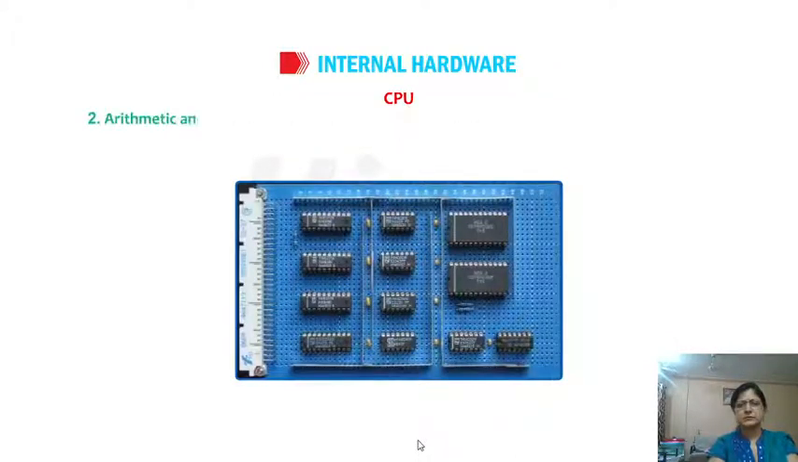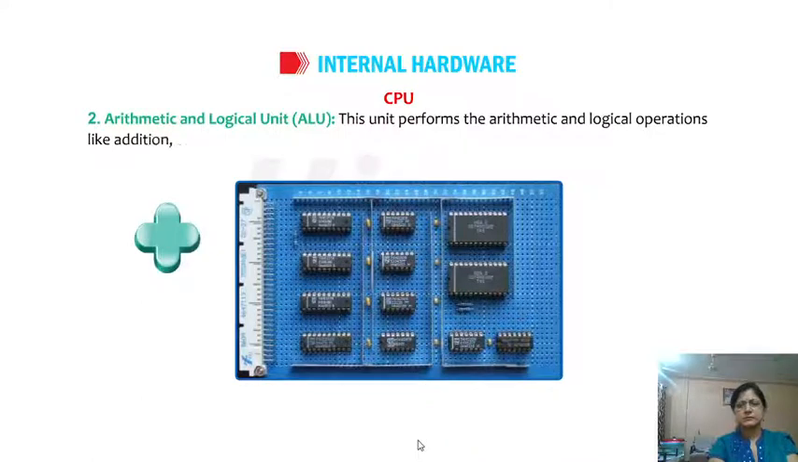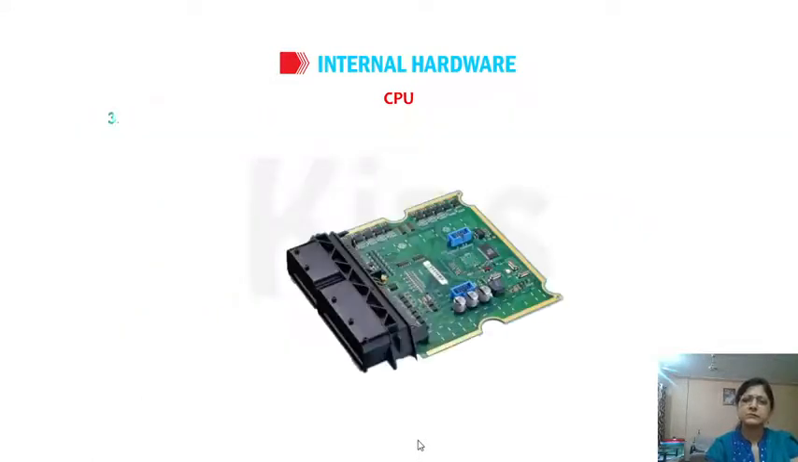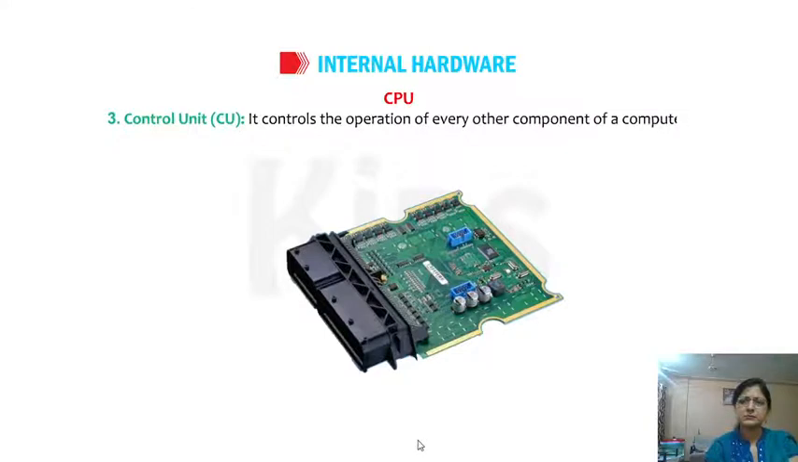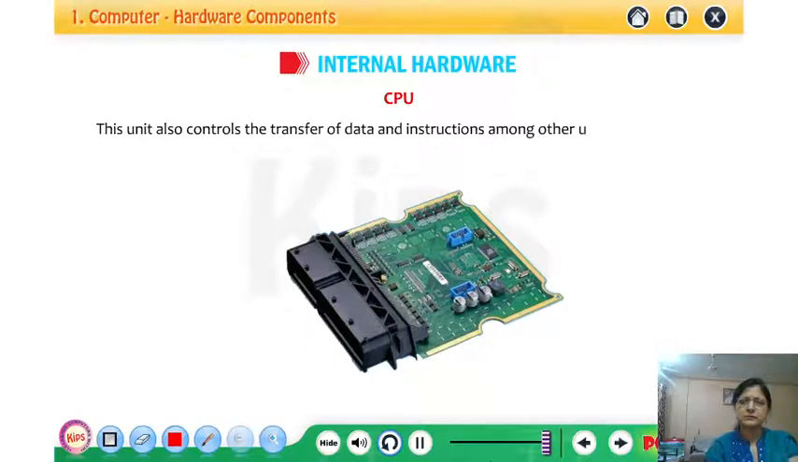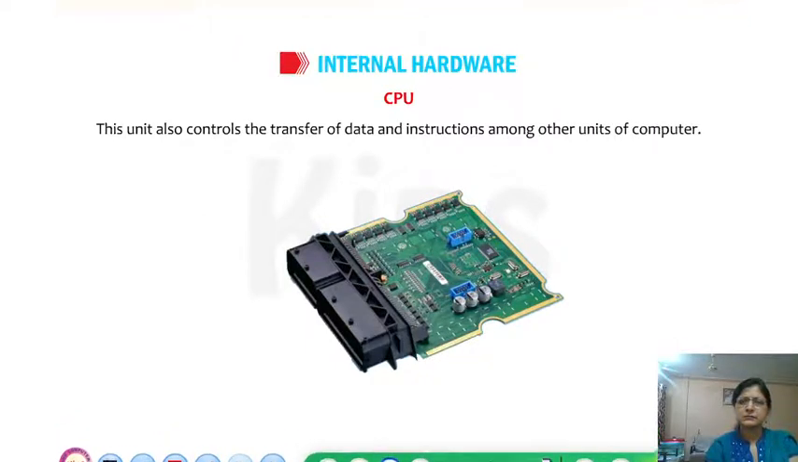Number 2, arithmetic and logical unit, ALU. This unit performs the arithmetic and logical operations like addition, subtraction, multiplication, and division. Number 3, control unit, CU. It controls the operation of every other component of a computer system. This unit also controls the transfer of data and instructions among other units of computer.